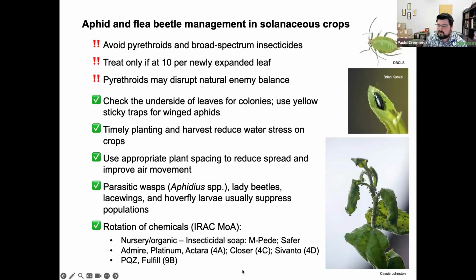And for both of these pests, the rotation of chemicals that is recommended is Admire, Platinum, Actara, Neonix. You can also use Closer and Sivanto, but they are all from the same class, so be mindful of that. You can also use PQZ and Fulfill. And in nursery and organic situations, you can use insecticidal soap like Impede and Safer.